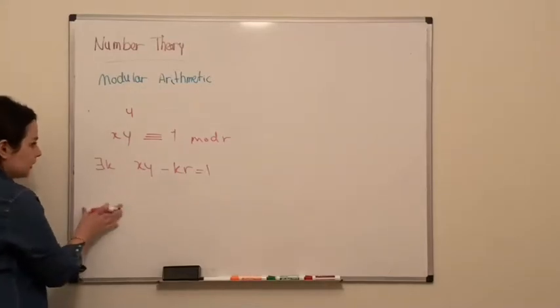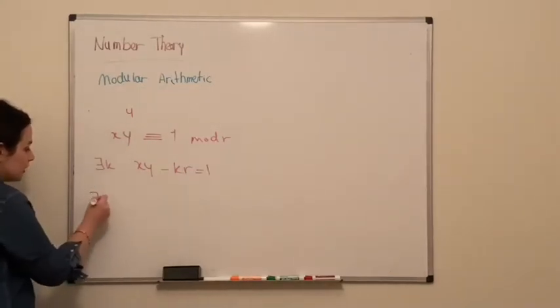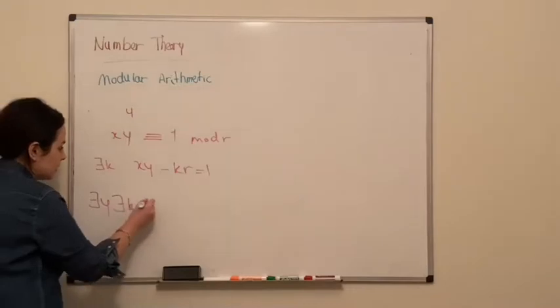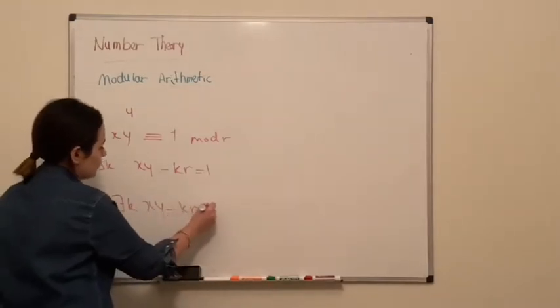Or if I want to use predicate logic, I can say there exists y and there exists k such that xy minus kr is equal to 1.